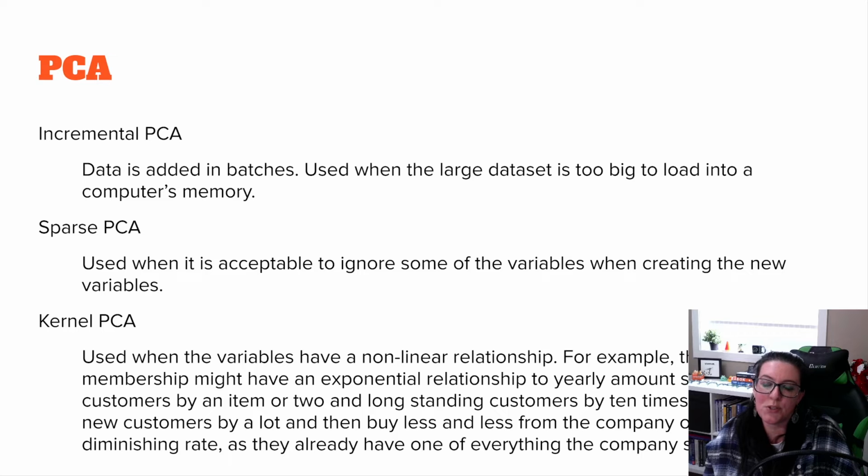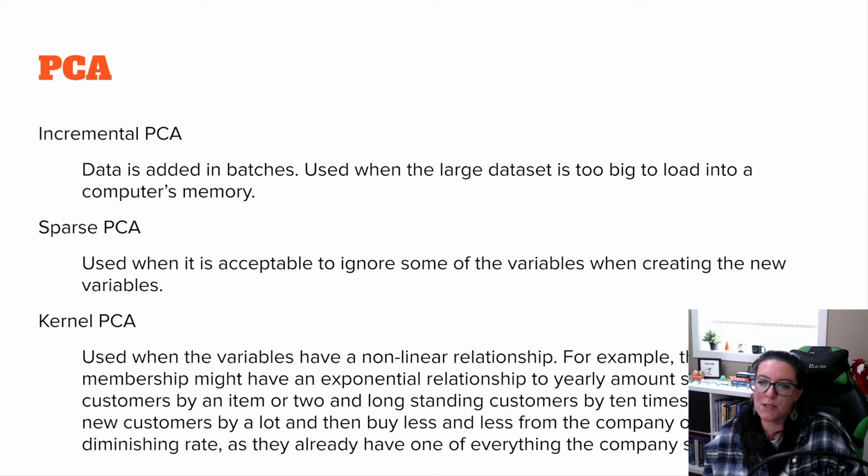And then we have kernel PCA. Kernel PCA is used when the variables have a nonlinear relationship. So if we have a relationship between variables, for example, years of membership and the yearly amount they spend, maybe that's not a linear relationship. It doesn't just go up equally over time. Maybe initially they don't buy a lot, and then the longer they've been here, it goes up quite quickly, and so we get this kind of exponential growth.